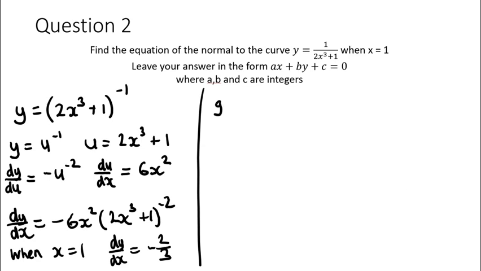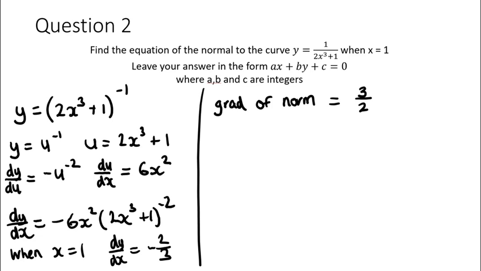So if the gradient of the tangent was minus 2 over 3, the gradient of the normal is the negative reciprocal of this. So that minus 2 over 3, we're going to change the sign of it, and we're going to flip it, so to speak, technical word, reciprocal, to get the gradient of the normal as 3 over 2. So I've got a gradient for my line. I know the x-coordinate. I just need to also know what the y-coordinate is going to be.